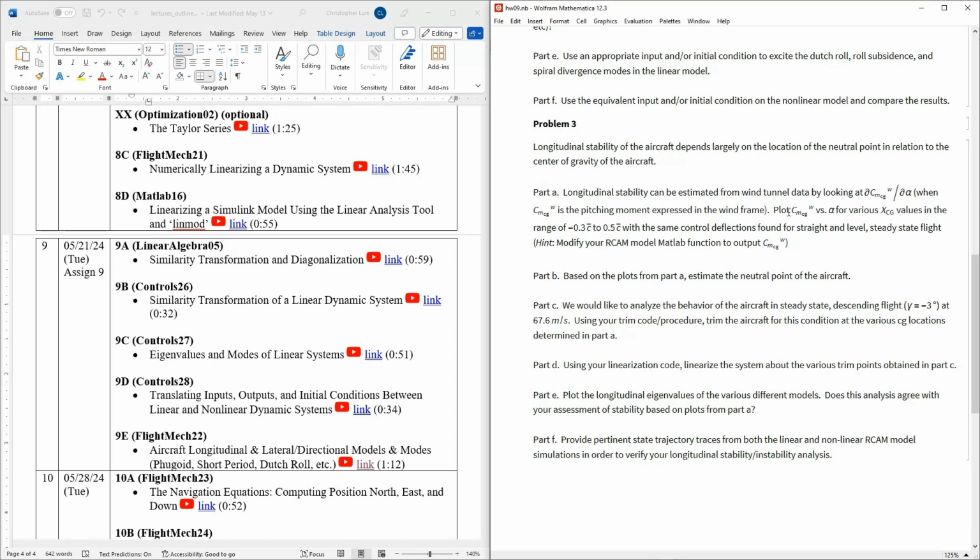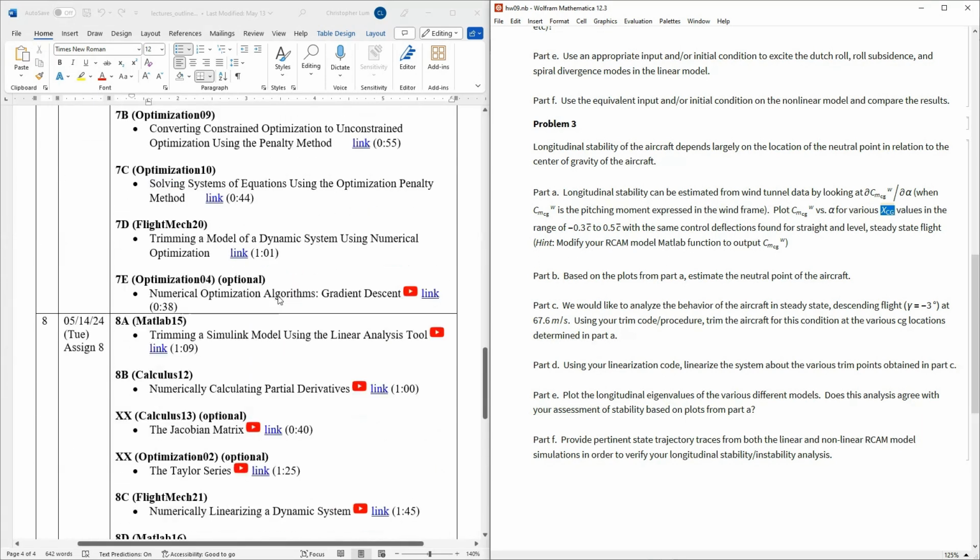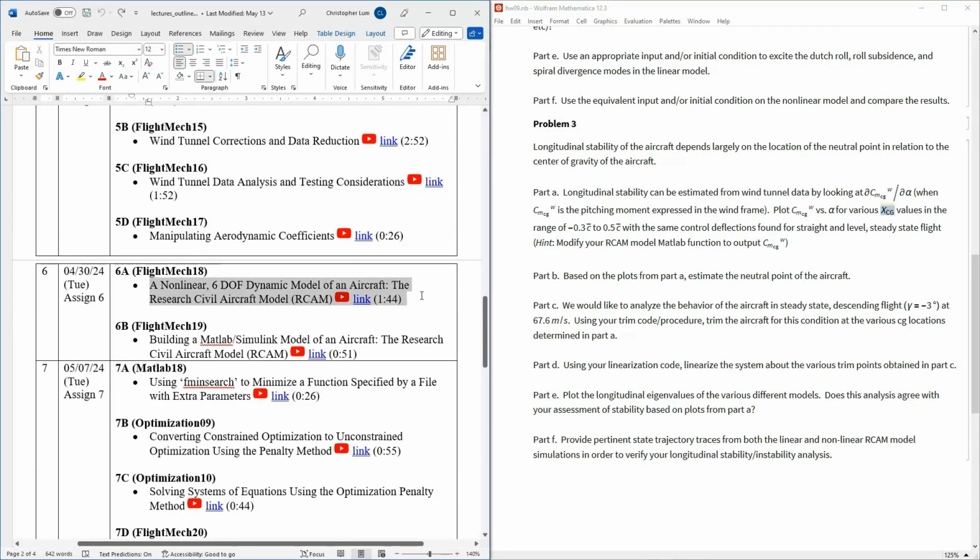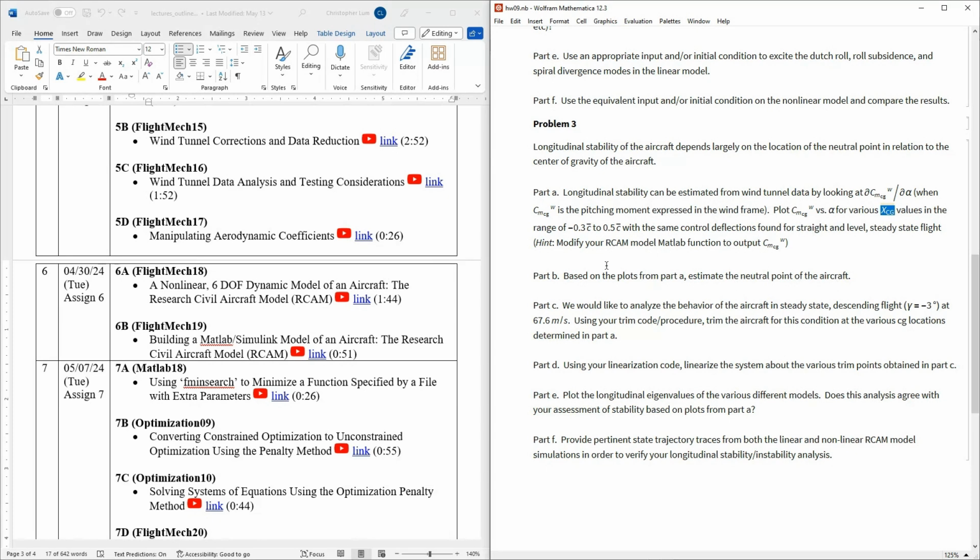All you're going to do is virtually change the center of gravity of your RCAM aircraft. Remember, the RCAM aircraft that we developed back in week 6 had some parameter in there that was setting the center of gravity. In fact, I think it's called XCG. I can't remember exactly where it's nominally located, but you've got code now, and you can easily, with one line, change the location of the center of gravity. Move it front, move it back, to a couple of different locations throughout this range, between minus 0.3 C bar to 0.5 C bar.